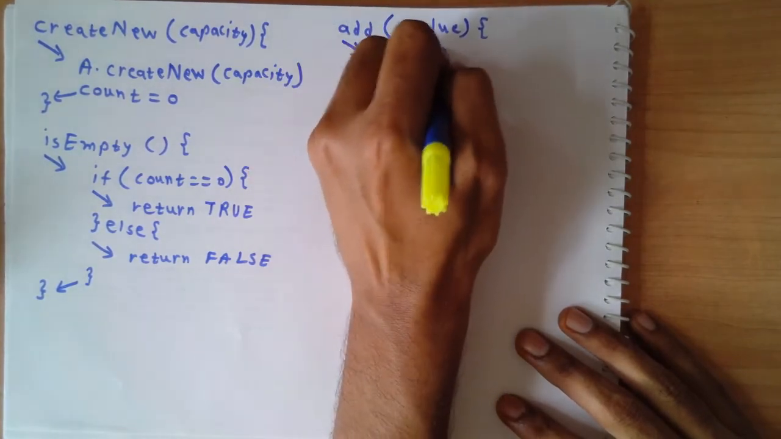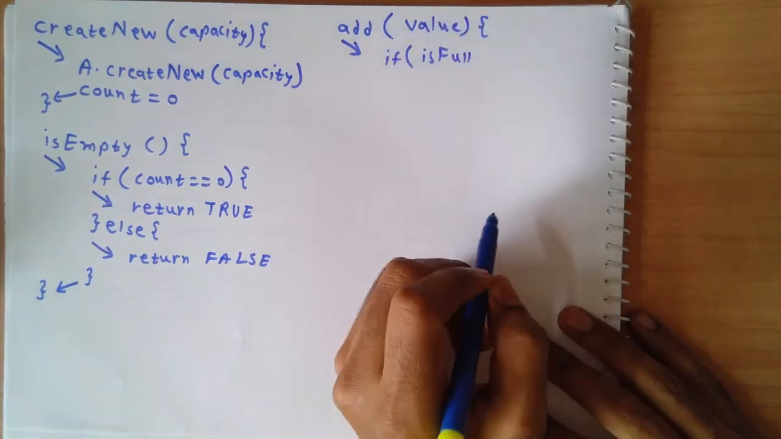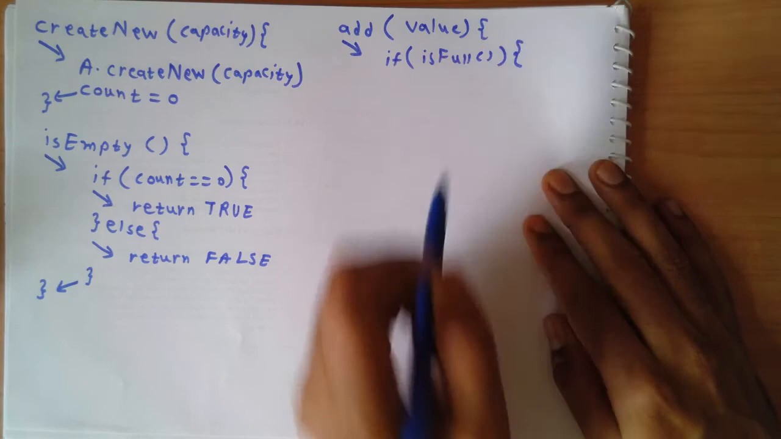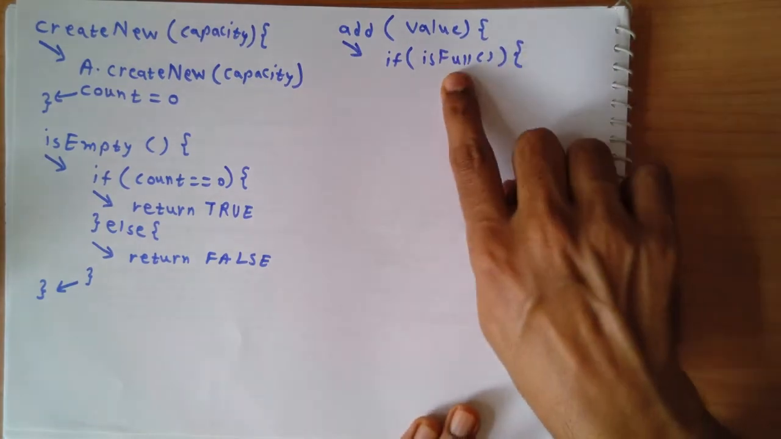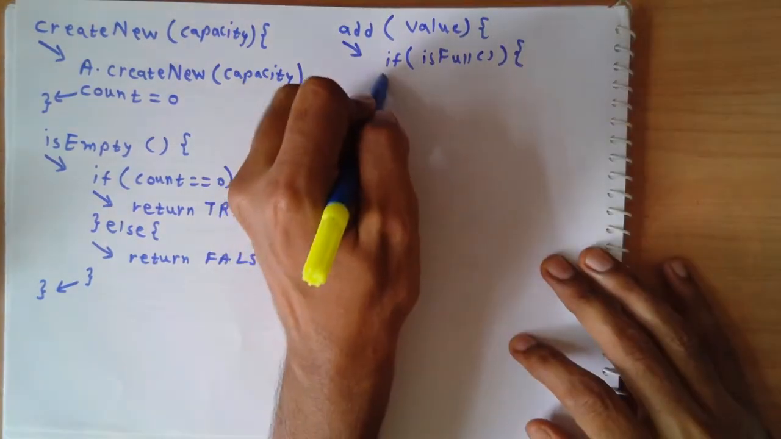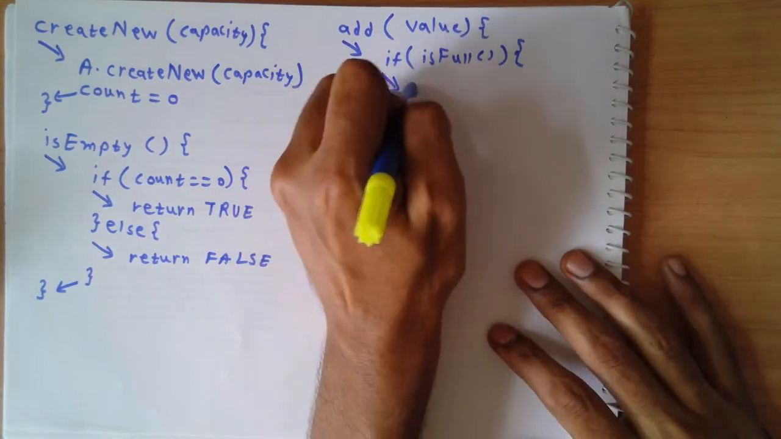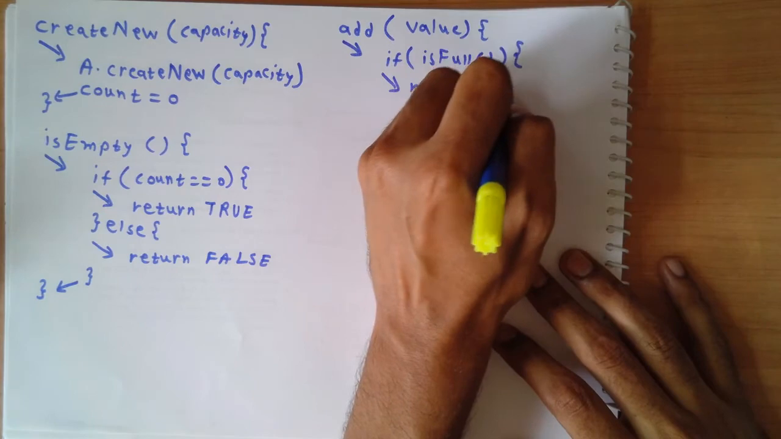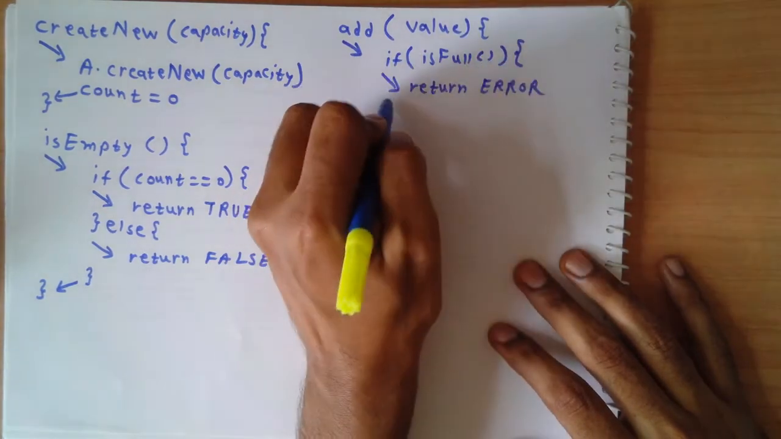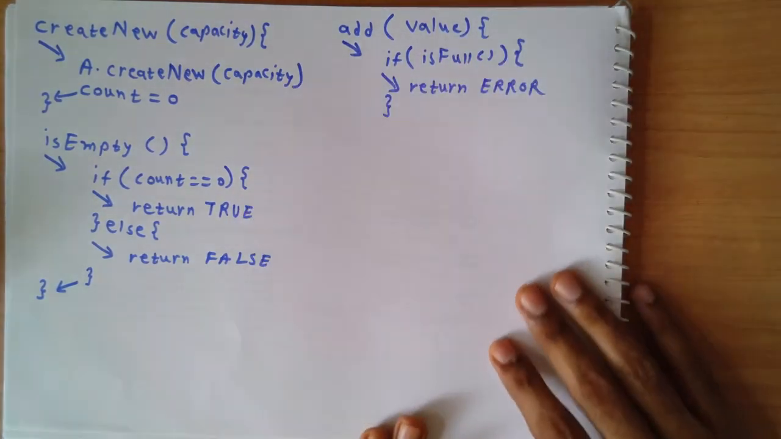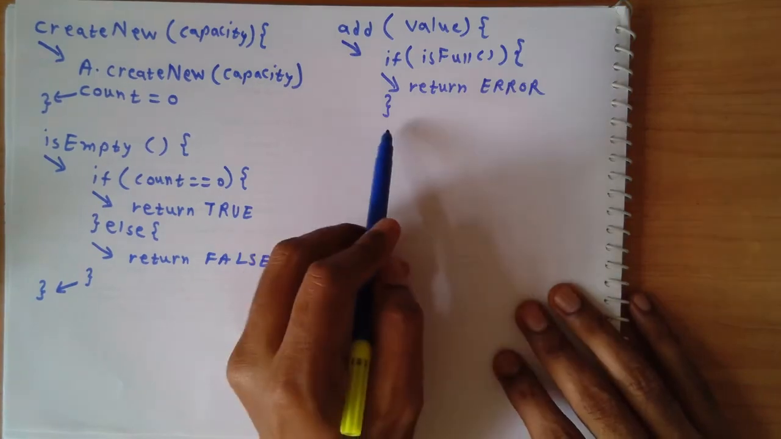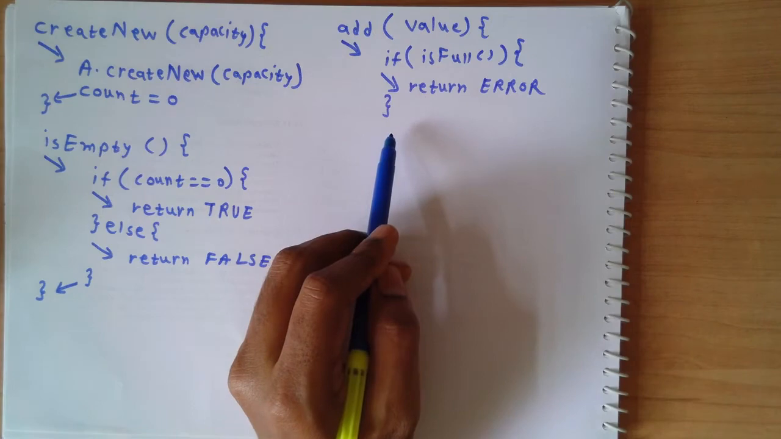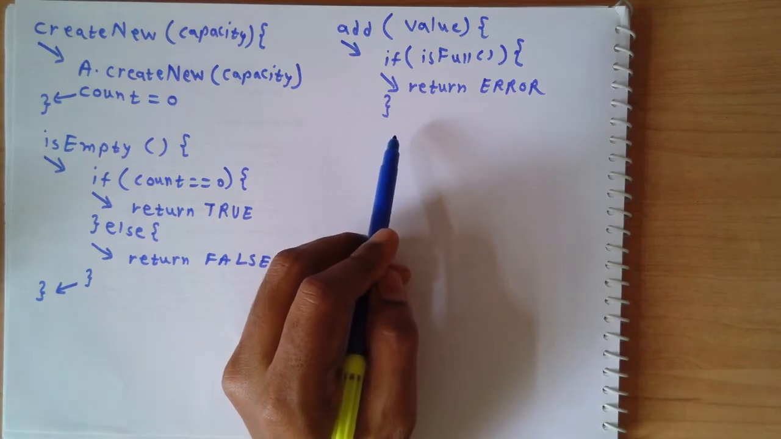So I will call is full, and if it is true that my queue is indeed full, in that case what should I do? I should return an error. And that's where this conditional block ends. And now if I come here, I'm sure that my queue is not full. There is enough capacity available in my queue to store the next element.